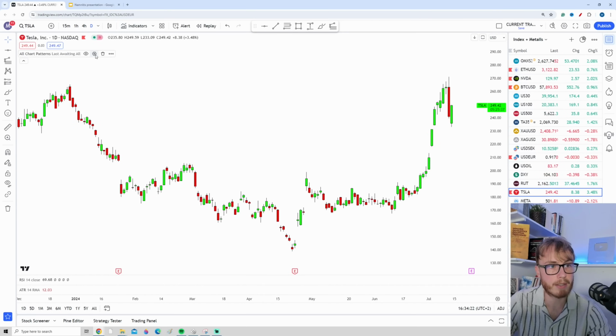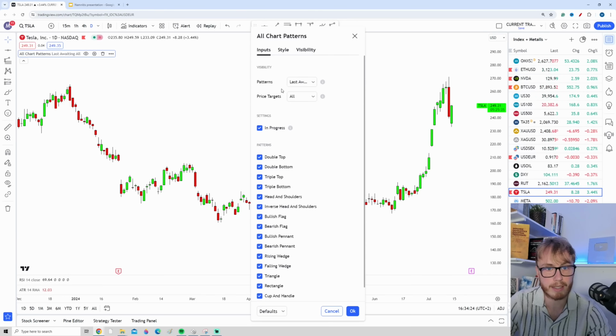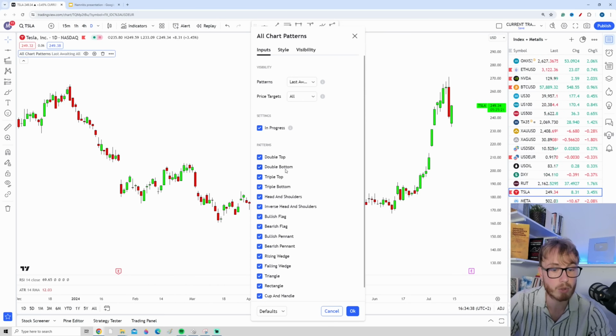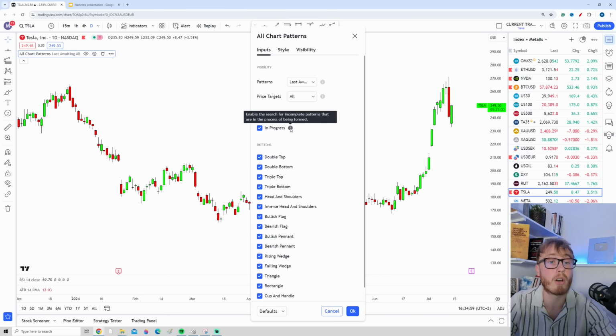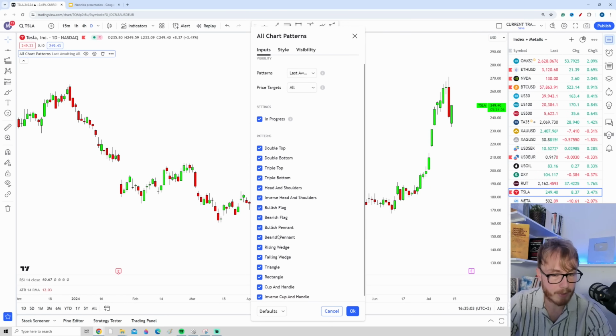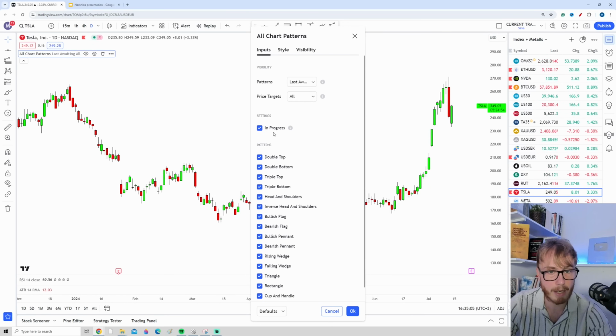Next, we want to head up here to the settings tab for the indicator. And here you can see that we have tons of different chart patterns, for example, double top, double bottom. Here you can basically choose all the patterns you want this indicator to display automatically on the chart. And on the in progress tab, you can also choose to display patterns that are currently in the process of being formed. So for now, just to demonstrate, let's choose all the patterns here.